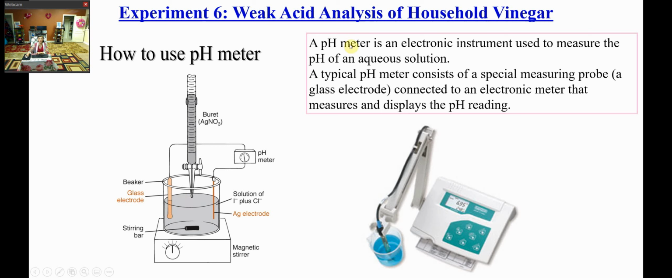A pH meter is an electronic instrument used to measure the pH of an aqueous solution. A very typical pH meter consists of a special measuring probe, usually a glass probe, and this glass probe is connected to an electronic meter, which you can use to measure and display pH readings, such as 6.95. That's your pH reading.